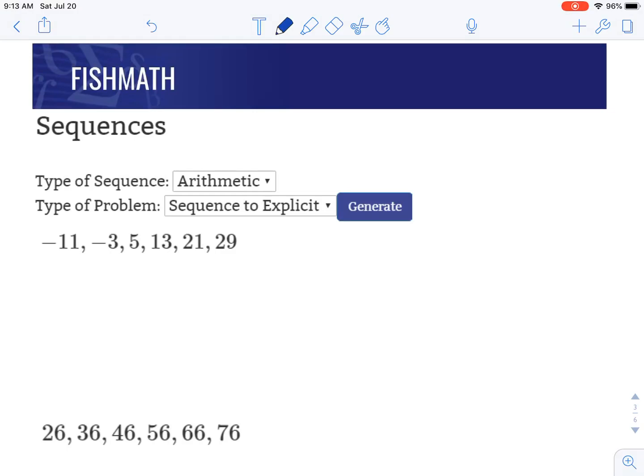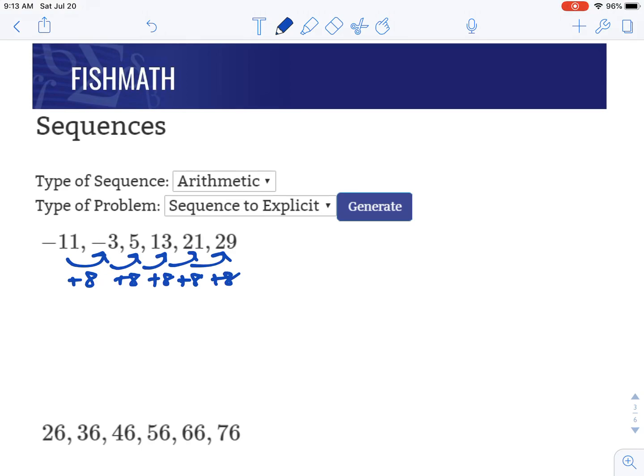Hi everyone, we're going to look at how to take a sequence and write an explicit formula here. Now we know these sequences are arithmetic sequences because they have a constant rate of change that's either adding or subtracting. So for this first sequence here, it starts at -11, then it goes to -3, 5, 13, etc. And there's a constant addition here of 8. Every time here we're adding 8 onto the previous term to get to the next term. So that's going to be our rate of change or our slope for this arithmetic sequence.